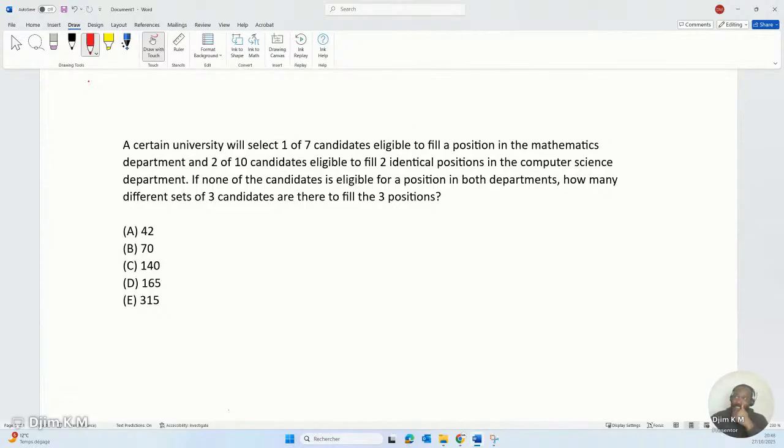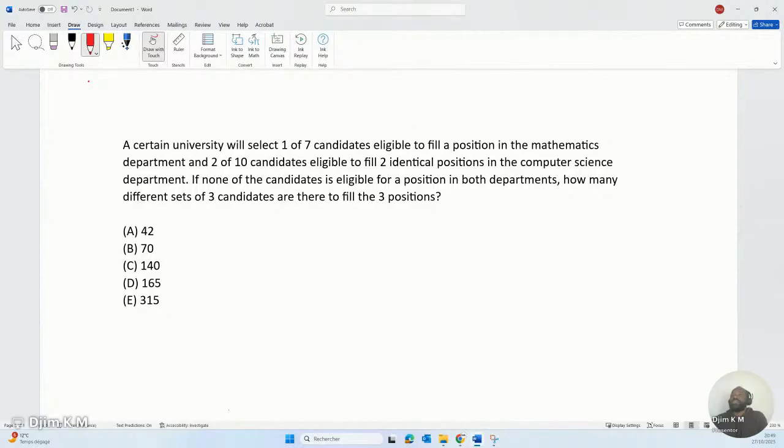Okay, a certain university will select one of seven candidates eligible to fill a position in the mathematics department and two of 10 candidates eligible to fill two identical positions in the computer science department. If none of the candidates is eligible for a position in both departments, how many different sets of three candidates are there to fill the three positions?